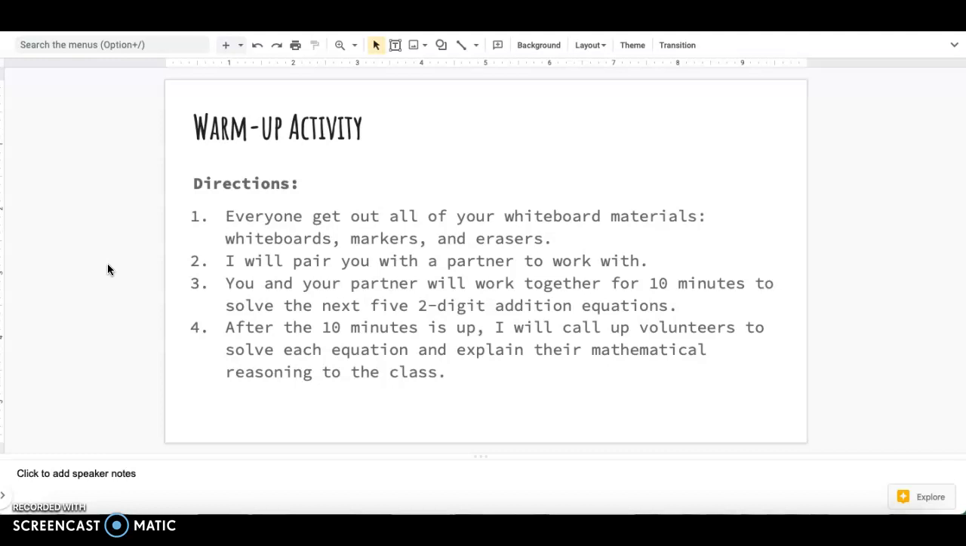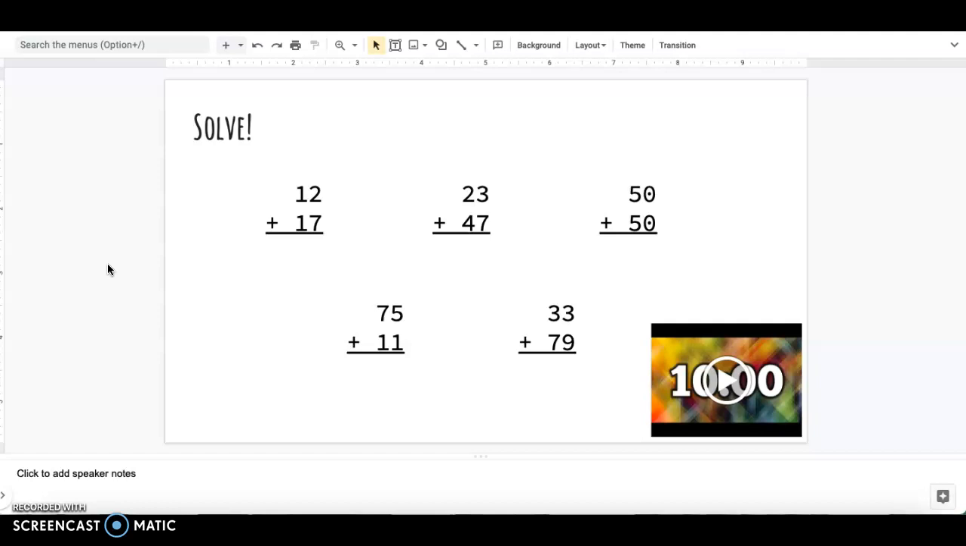Now, at this point, I would take any questions. And once all questions are answered, we would move on to the warm-up activity. So I would present these 5 two-digit addition equations on the smartboard, and then you'll see in the right-hand corner I have a 10-minute timer that I would then play and allow my students 10 minutes to solve all of these equations on their whiteboards.